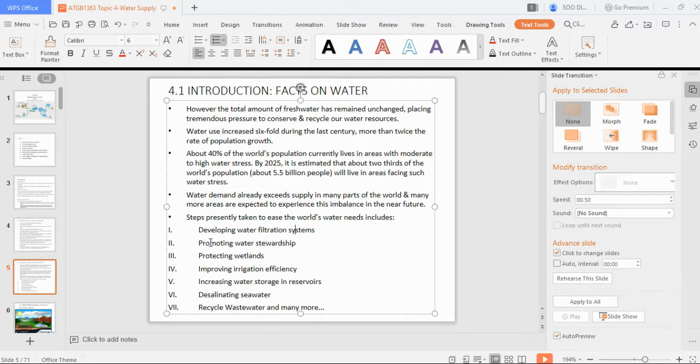Okay, so next is to promote water stewardship: protecting the wetland, improving irrigation efficiency, increasing water storage in reservoirs, desalinating seawater, recycling wastewater, and many more. So there's actually a lot of methods to protect the world's needs. The third one is to protect the wetland. So we want to protect areas like the forest, and improve irrigation.